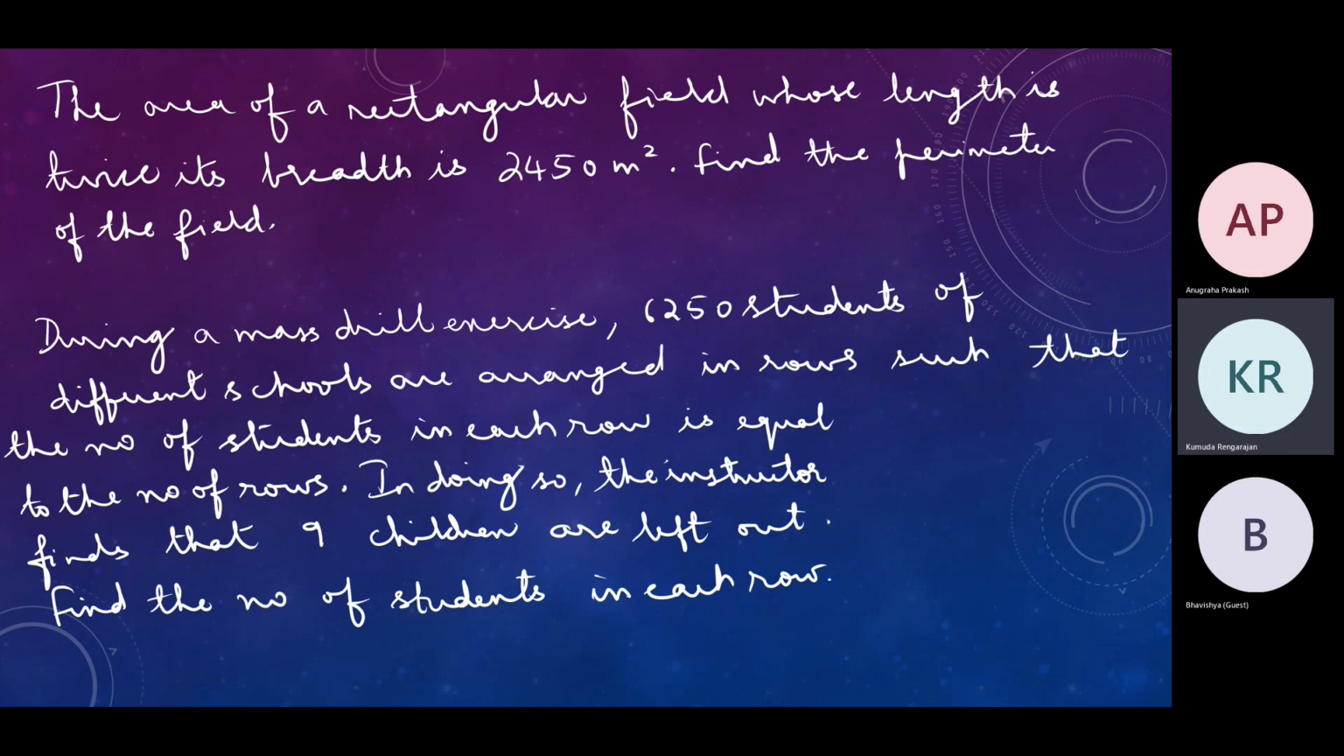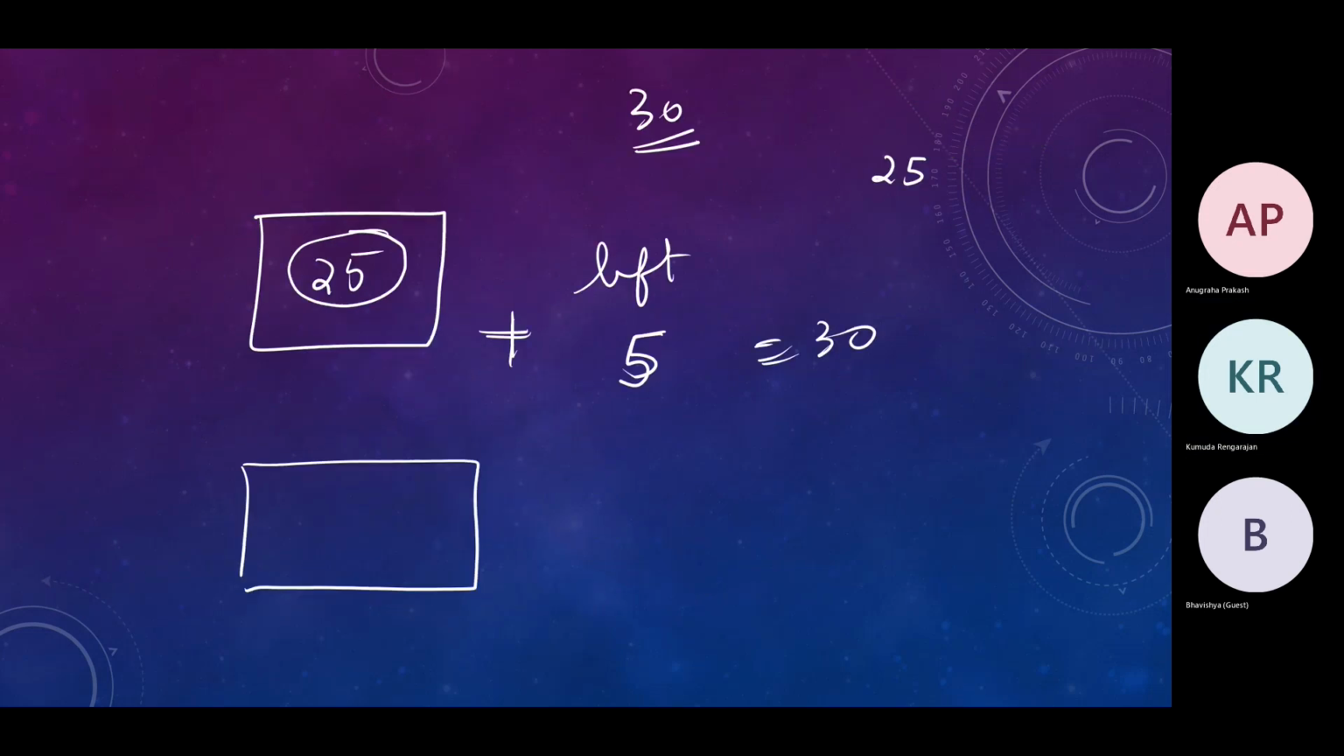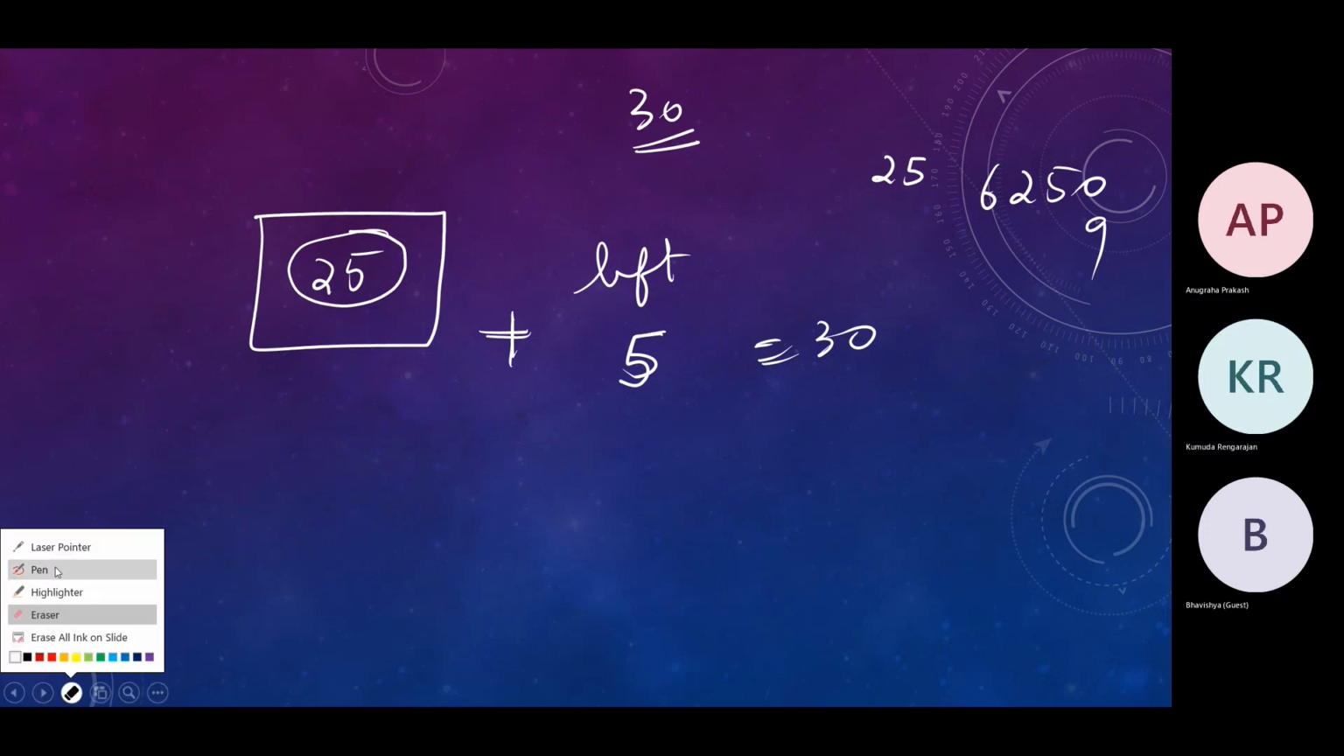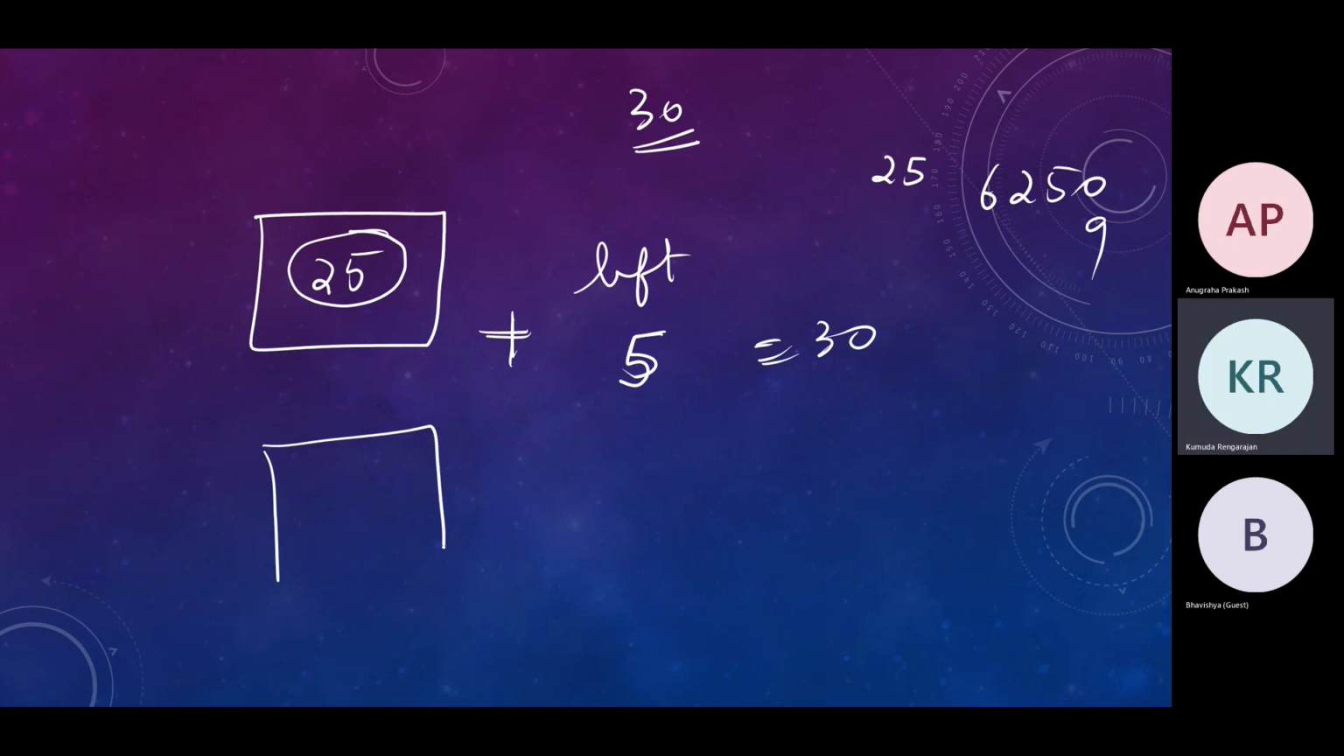There are totally 6250 students, but 9 students are left out. So how many are there in the square here? Bhavishya. 6241. So in the square, there are only 6241 students, plus the 9 students left out is equal to 6250.